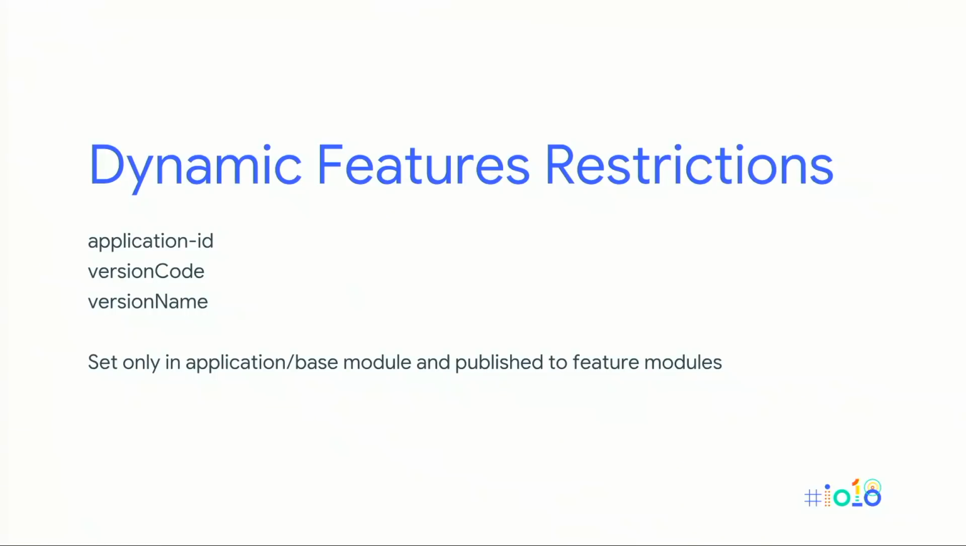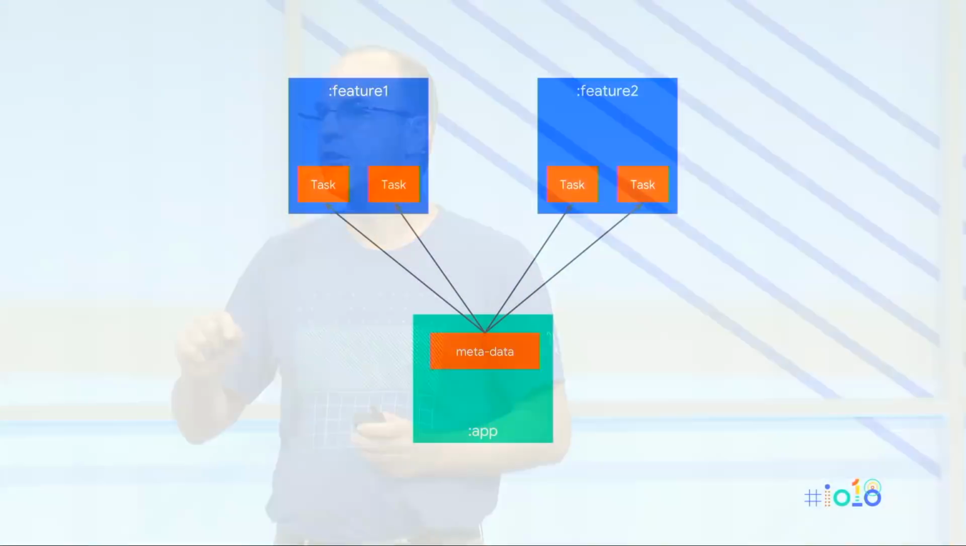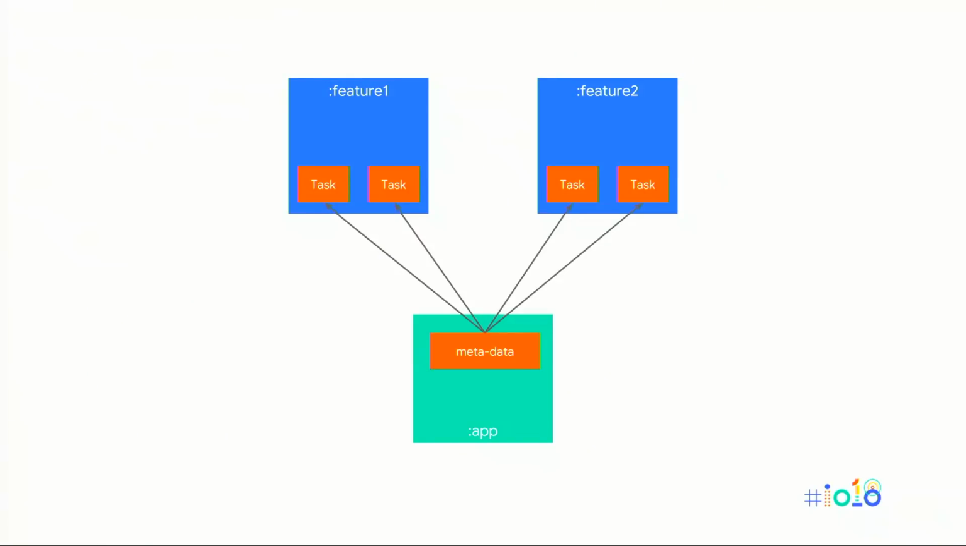So when developing dynamic features, it's important to understand there are some differences with traditional Android application building. In particular, there are some attributes of your application which are invariant, which won't change between the base module and the features. Application ID, version name, version code, all of those should be set in the base module, and we will then publish them back to the features so that they can be used in the tasks when, for instance, generating the manifest or whatever. So it's important to understand that you set them in the base, you do not repeat them in the features, we will automatically transfer them, okay?